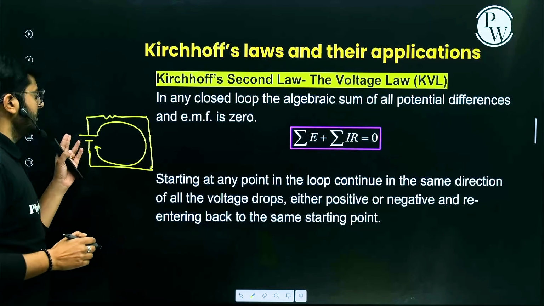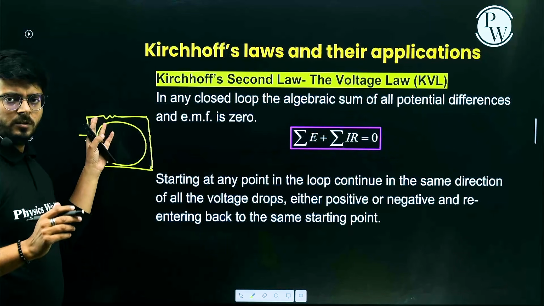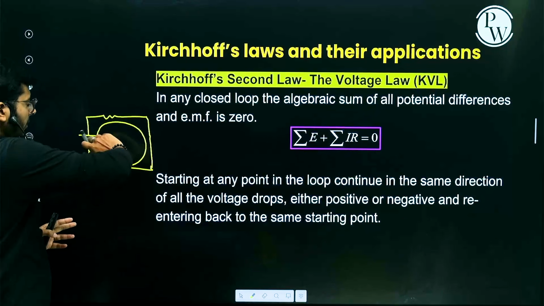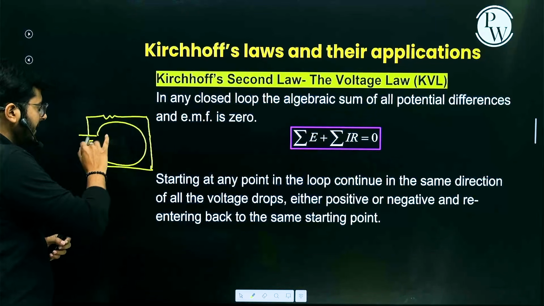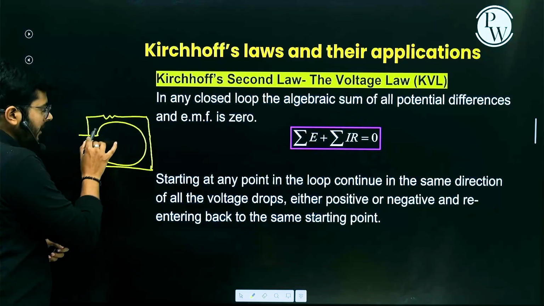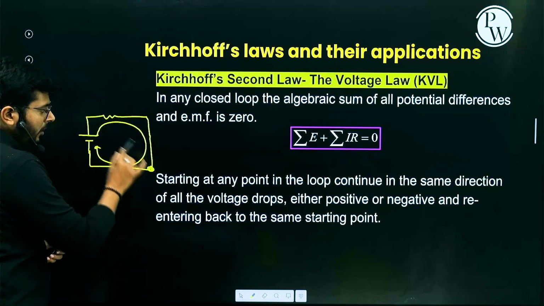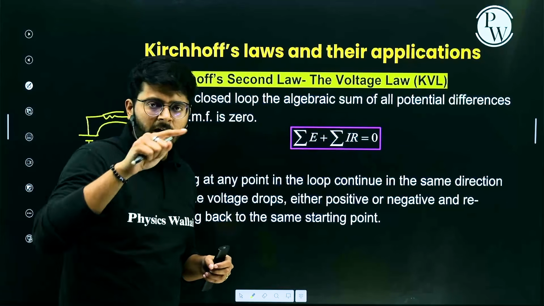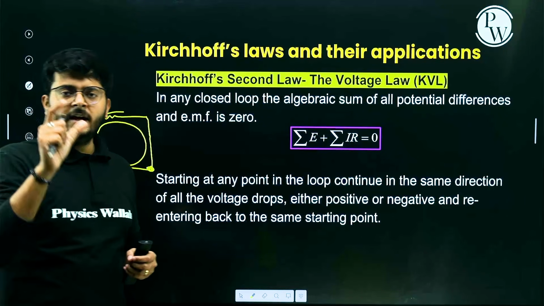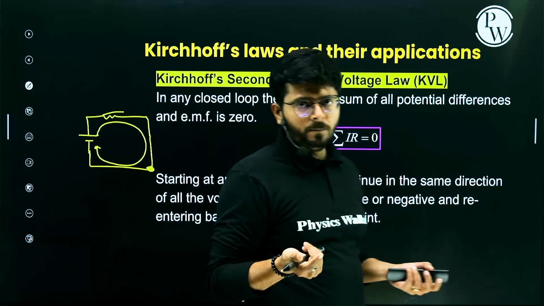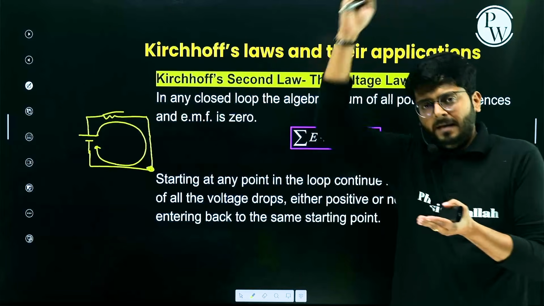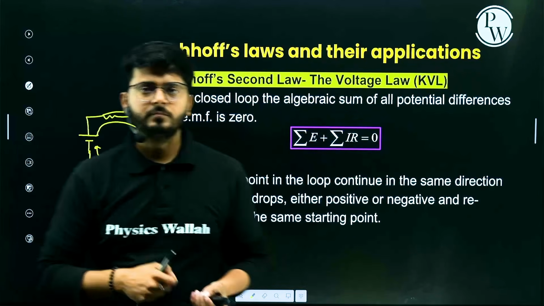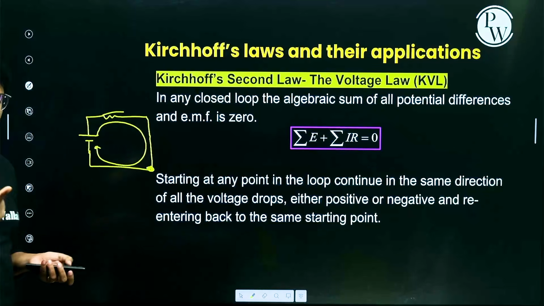This battery will change the potential and this resistor will create a potential drop. But what will happen if you are analyzing the entire loop? That means you start from here and you come back to the same place. If you complete the loop, the change of potential that you will observe will be 0, because you came back to the same place, to the same potential.